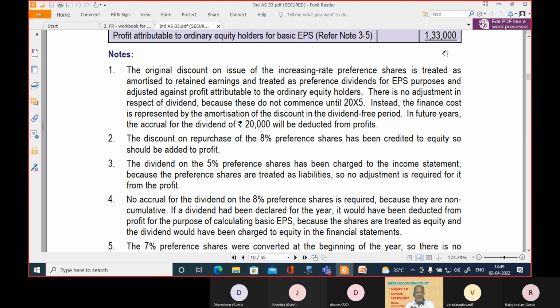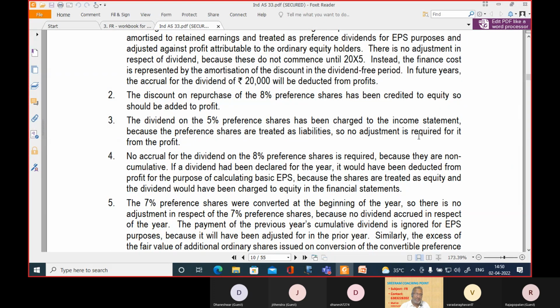Next, the discount on repurchase of the 8% preference shares has been credited to equity. So it is added to profit. This is what I was just telling, 1,000 rupees. Then the dividend of 5% has been charged to income account because the preference shares were treated as liability. So no adjustment is required for it because they have already deducted it. No accrual for the dividend on 8% preference shares is required because they are non-cumulative. If dividend has been declared for the year, it would have been deducted for the purpose of calculating basic EPS. Because the shares are treated as equity, the dividend would have been charged to equity in the financial statements.